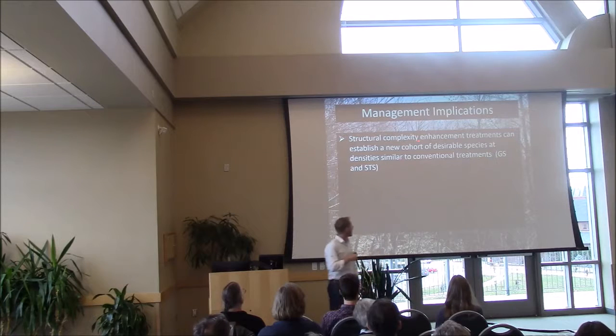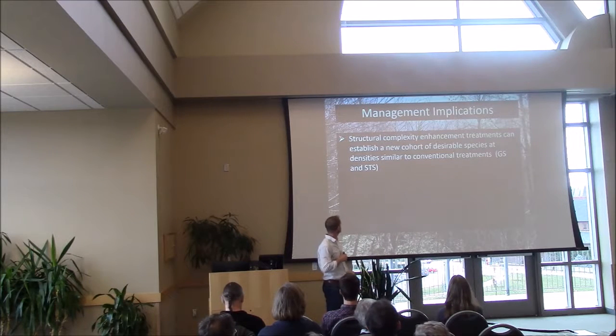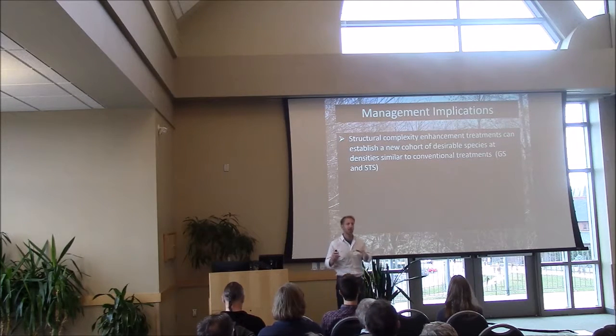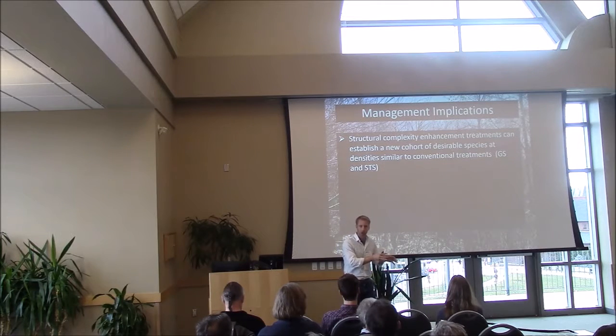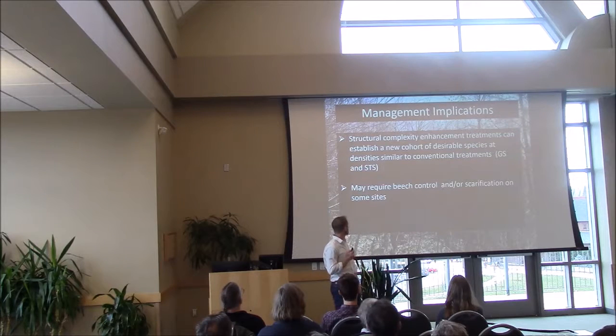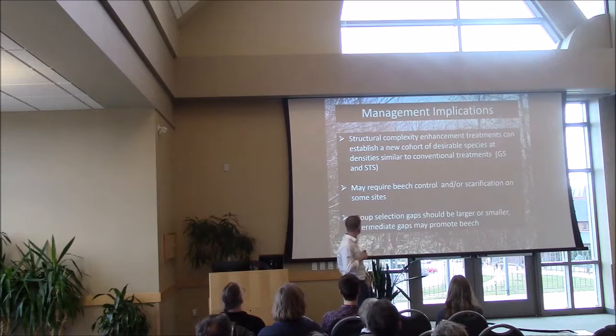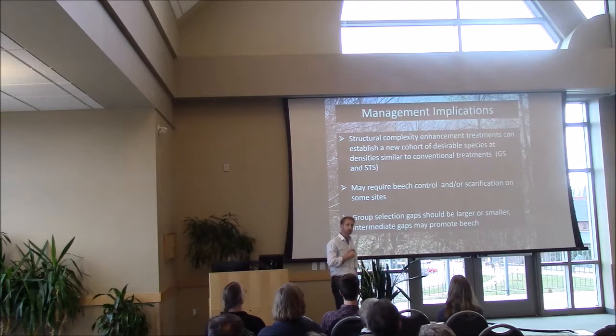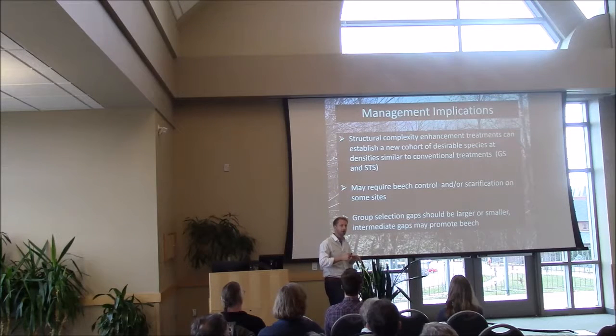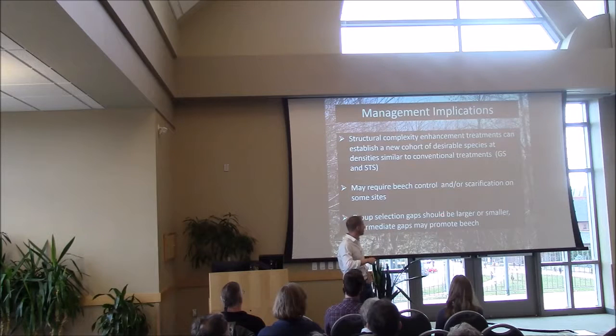Management implications, I'm still comfortable saying that structural complexity enhancement treatments can establish a new cohort of desirable species. So for our study, it's not that it was better than traditional selection harvesting systems. It's that it was comparable, that it was sort of good enough to make this approach work under the right conditions. That's really the take-home message. May require beech control and scarification, I've mentioned that. And with group selection, of course, which was also an element of the study, our results were really mixed. We used kind of medium-sized group openings. They were 1/8 of an acre on average. But it didn't work real well, so you might want to go larger or smaller with the group openings to deal with the beech problem.